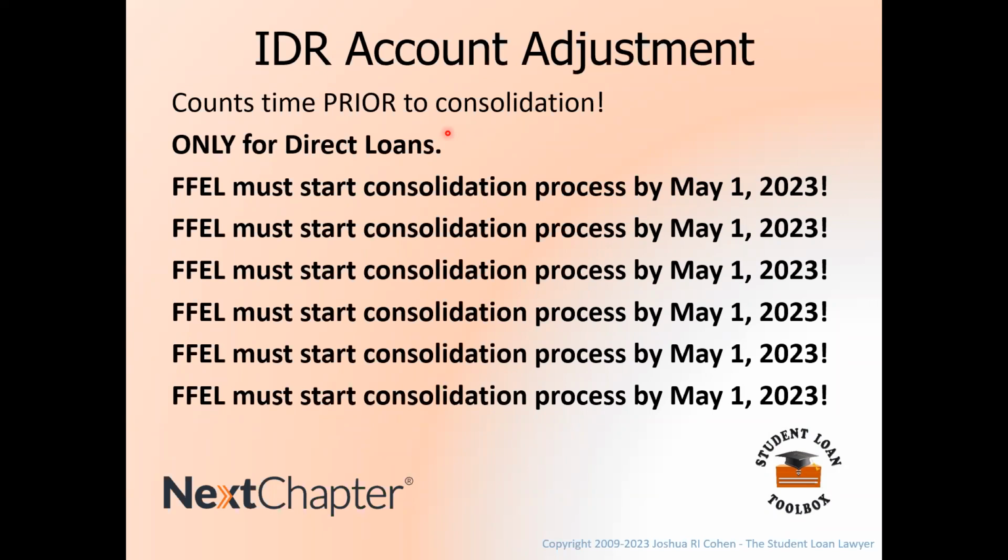The IDR account adjustment is automatic, Nancy. There's nothing for you to do. Once you have a direct loan, they will start it. If you already have direct loans, they've already started. But if you want to do the consolidation like I spoke about, maybe you have all direct loans, but you want to consolidate them so the whole portfolio is together, for direct loans you got to do it by July 1st. But if you're converting an FFEL, you must do it by May 1st. I can't stress this enough. You've got 60 days to get on your client's butt and get them to do this.